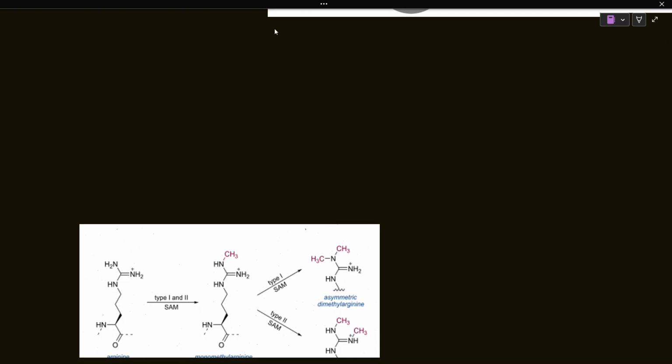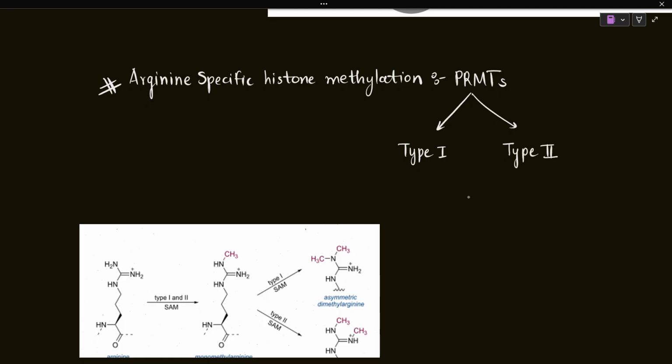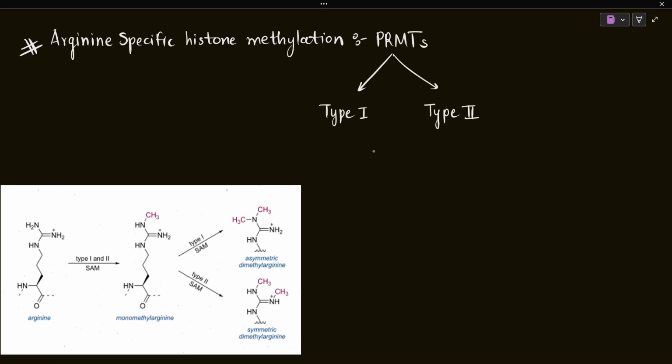So now let's learn about arginine-specific histone methylation. This is done by the enzymes known as PRMTs, protein arginine methyltransferases. There are two types of PRMTs, type 1 PRMTs and type 2 PRMTs. What are the different characteristics of those two types? The type 1 monomethylates the arginine, as well as it does the asymmetric dimethylation.